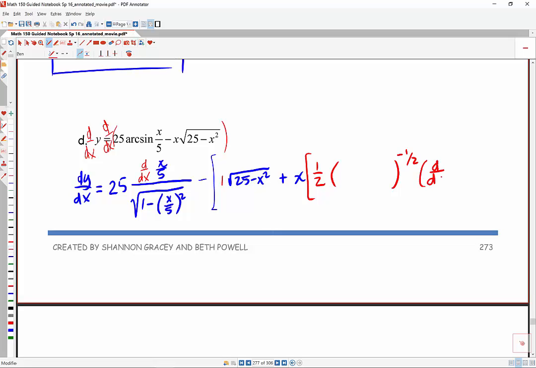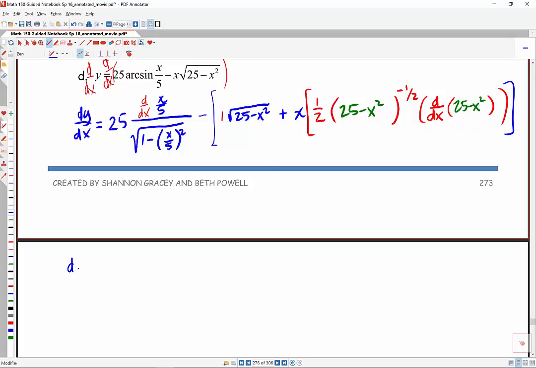So, filling it all in, what was our something? Our something was 25 minus x squared. So, continuing, we will have dy dx equals 25 times 1/5 over the square root of 1 minus x squared over 25.